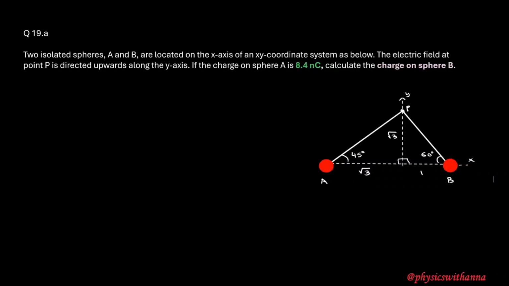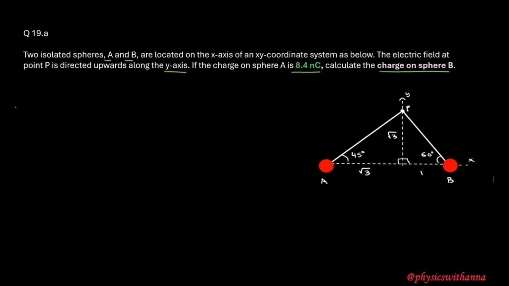Question 19a. Two isolated spheres A and B are located on the x-axis of an xy coordinate system as shown below. The electric field at point P is directed upward along the y-axis. If the charge on sphere A is 8.4 nanocoulomb, calculate the charge on sphere B.